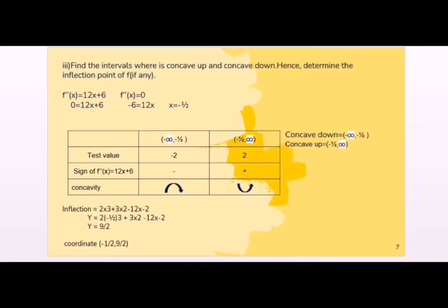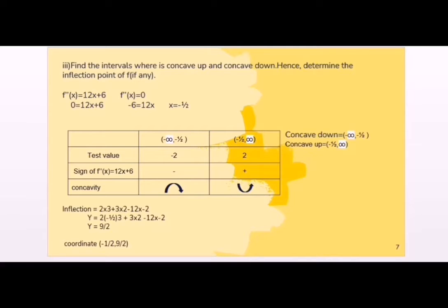Here is the next question, question number 3. The question is: find the intervals where f is concave up and concave down. Hence, determine the inflection point of f, if any. For the first step, we do the second differentiation, f''(x). We get 12x + 6. After we get f''(x), we set it equal to 0. Then we get x = -1/2.